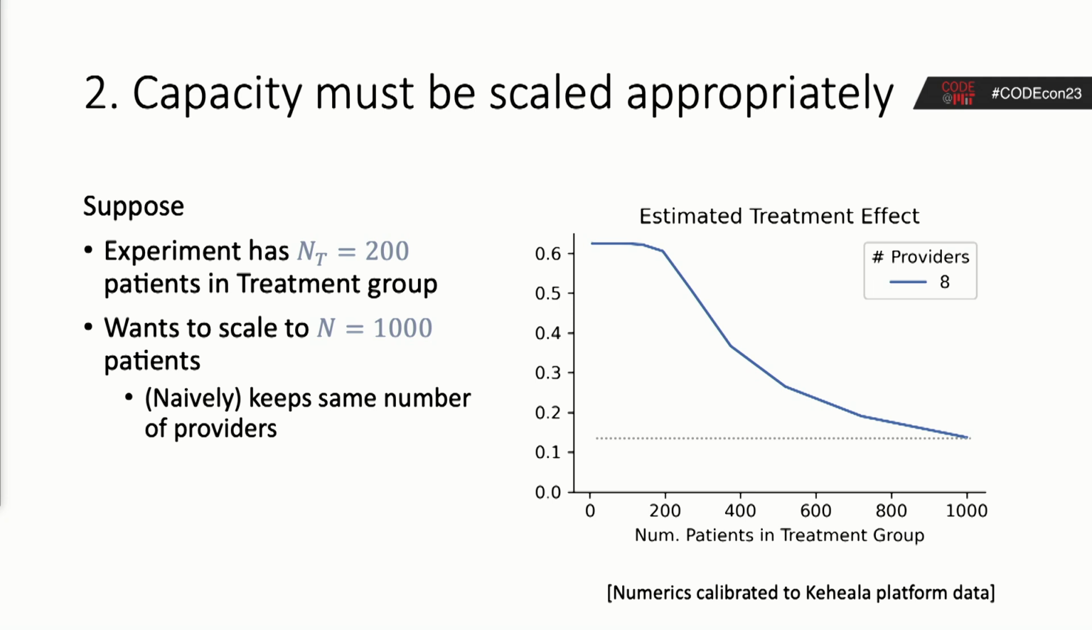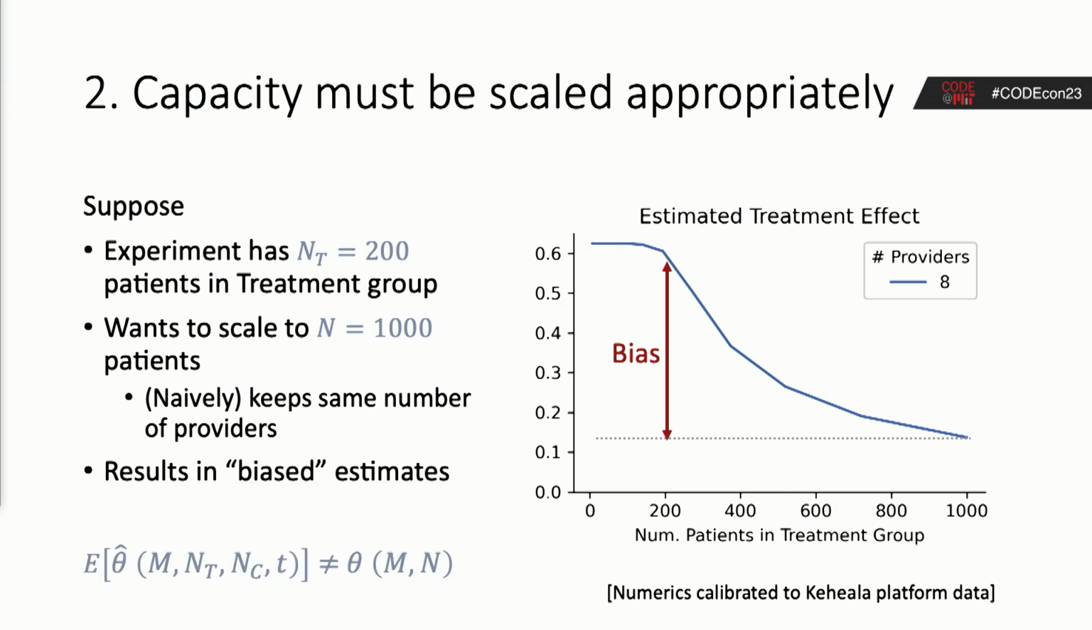That will then lead to essentially biased estimates. For 1,000 patients, you have this lower effect size of about 0.12 or so. But if you run an experiment with 200 patients, you're going to see this effect size of over 0.6. And so that difference is this bias, and this can clearly be pretty large. So this results in biased estimates.